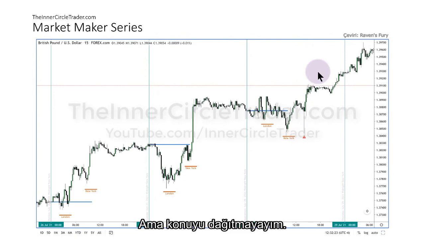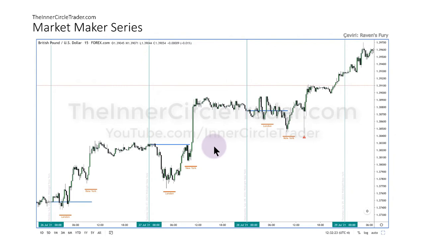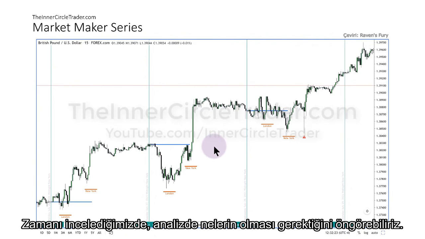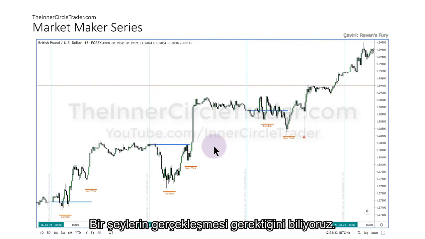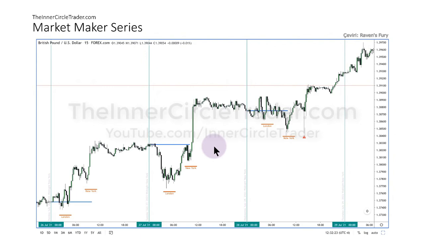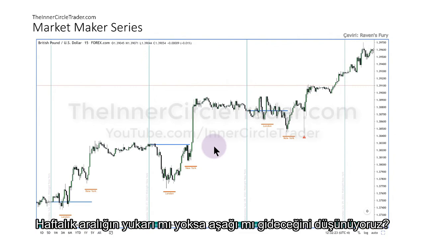But I digress. So looking at this from the element of time and price, we know how to group an expectation and perception of analysis. When we look at time, we know there should be something occurring, but we have to anticipate that something, rooting it to the bias. What's the bias? Do we think the weekly range is going to be higher or lower?